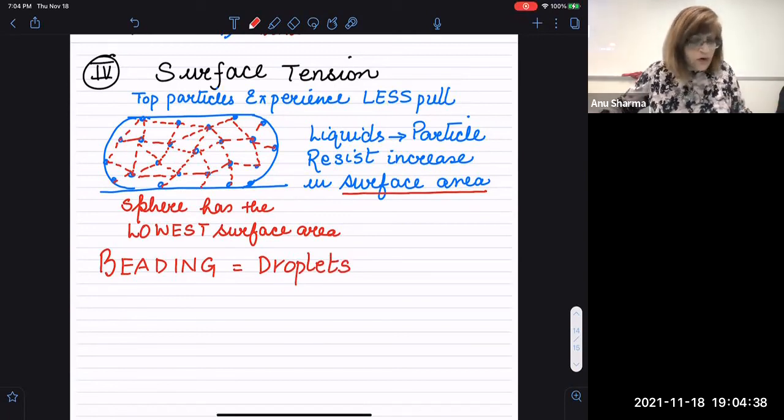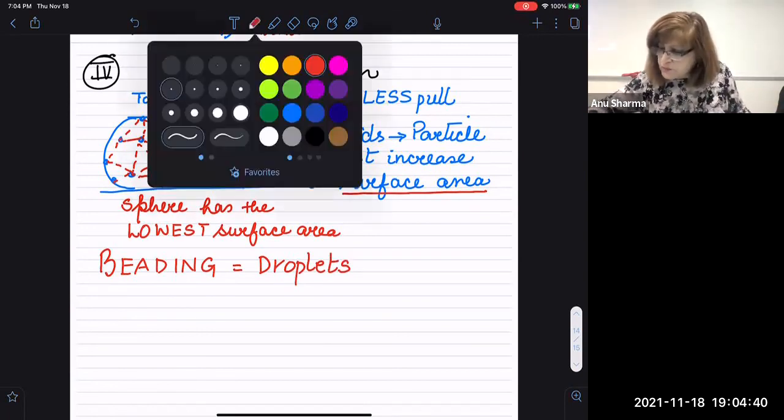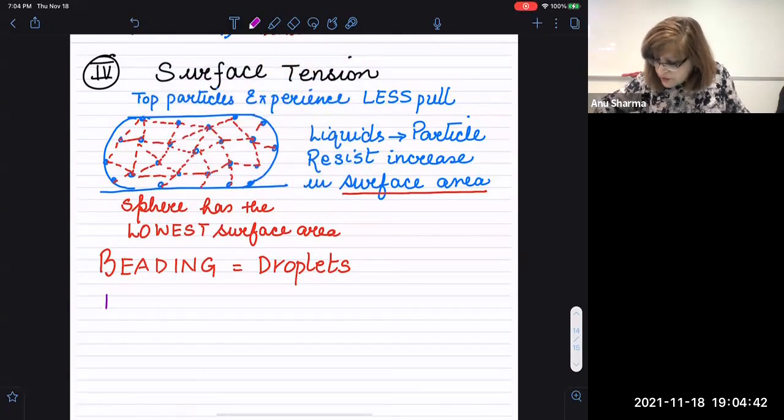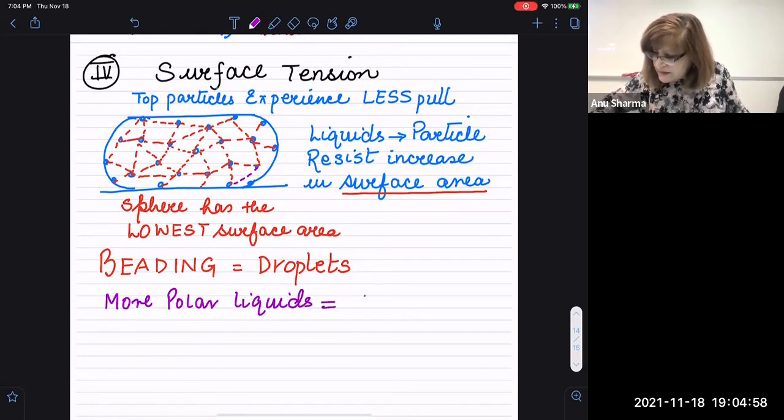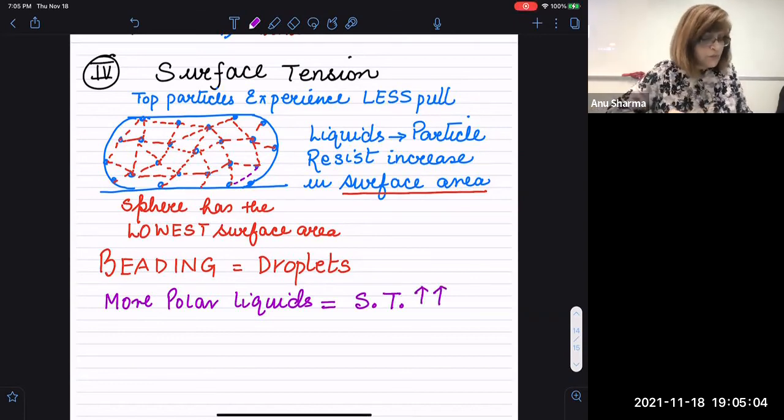So the more polar the liquids are, the more the surface tension is going to be, the more the particles are going to attract each other. So more polar liquids have very high surface tension. That means the beading is going to be more.